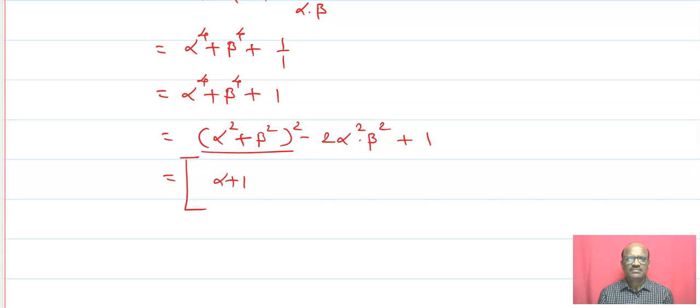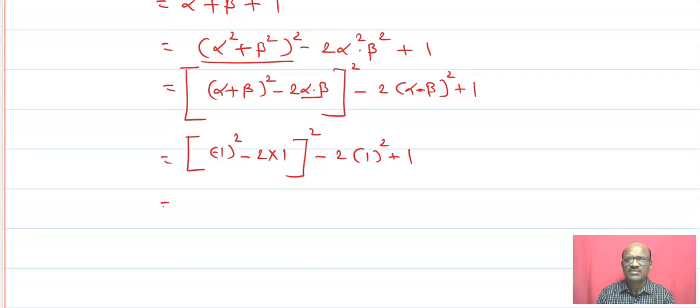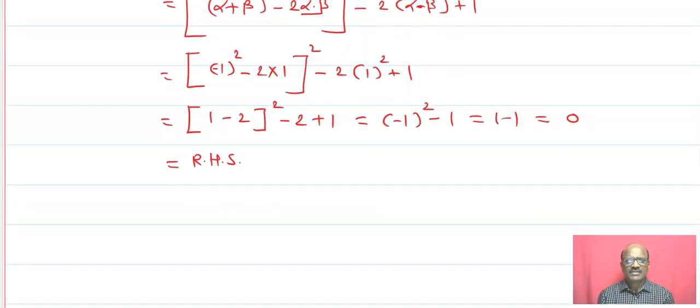Now see this. Alpha plus beta bracket square minus 2 alpha square into beta square whole bracket square minus 2 alpha into beta bracket square plus 1. Again the simplification. That is alpha plus beta, that is minus 1, and alpha into beta is 1 after substituting the values. Now see this, you are getting 1 minus 2 bracket square and minus 2 plus 1, and overall it becomes 0. Therefore the value is 0. Now that is RHS. Therefore LHS is equals to RHS.